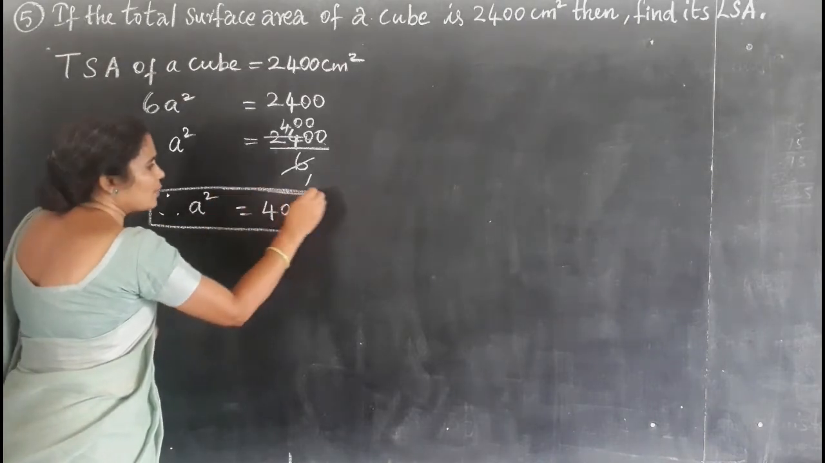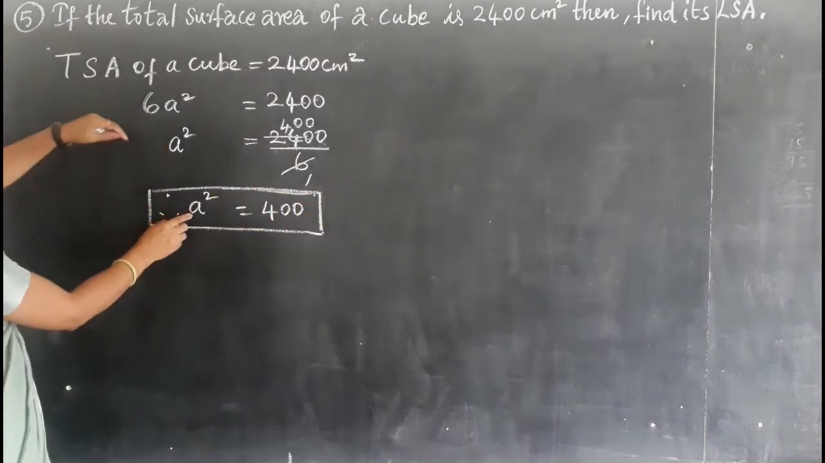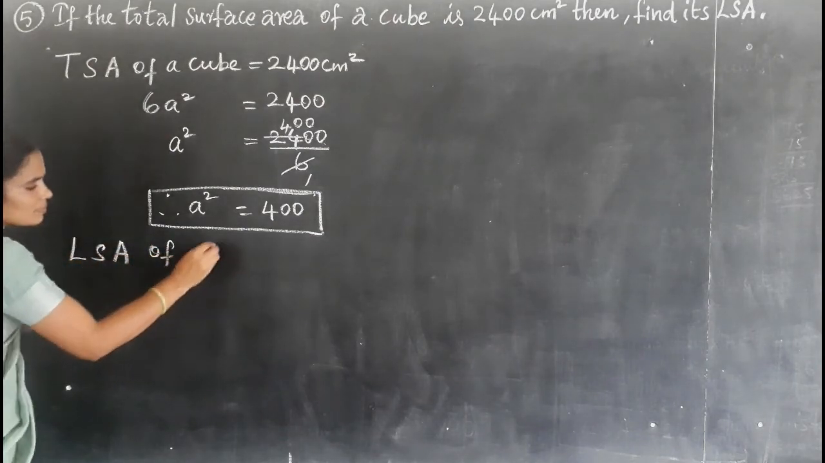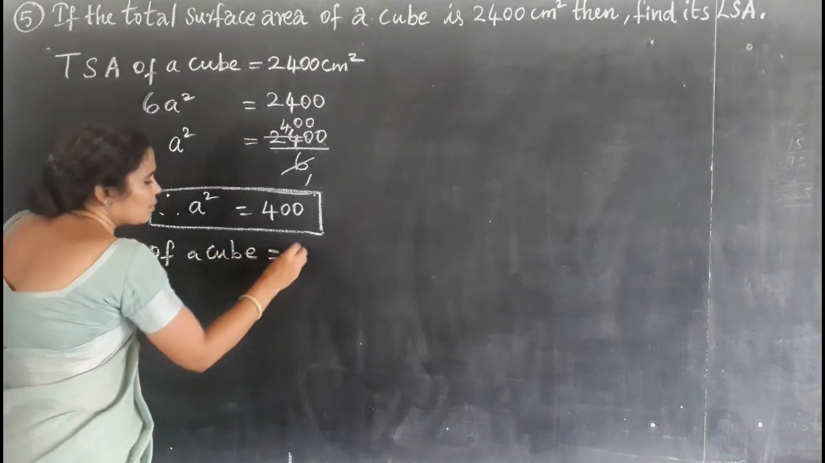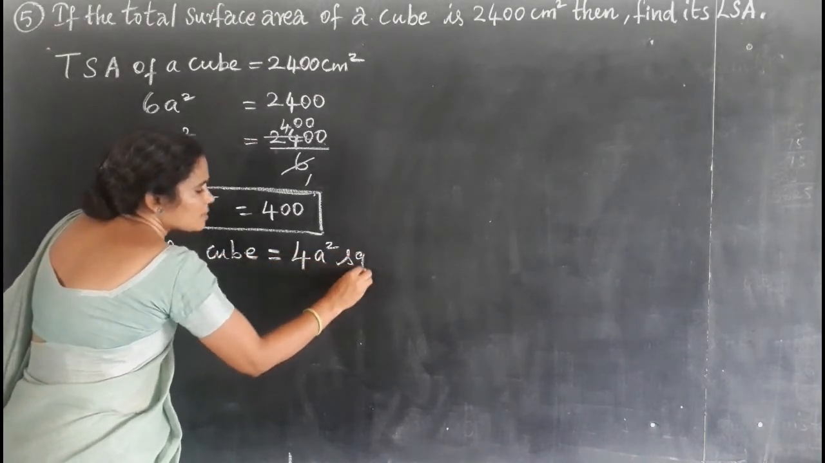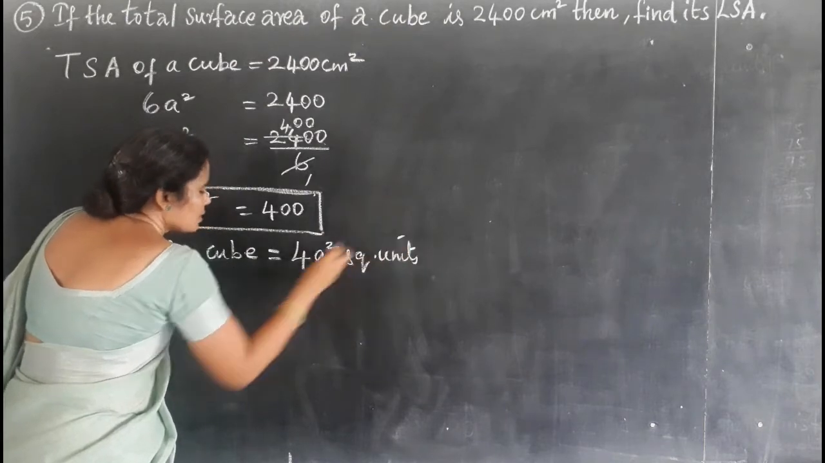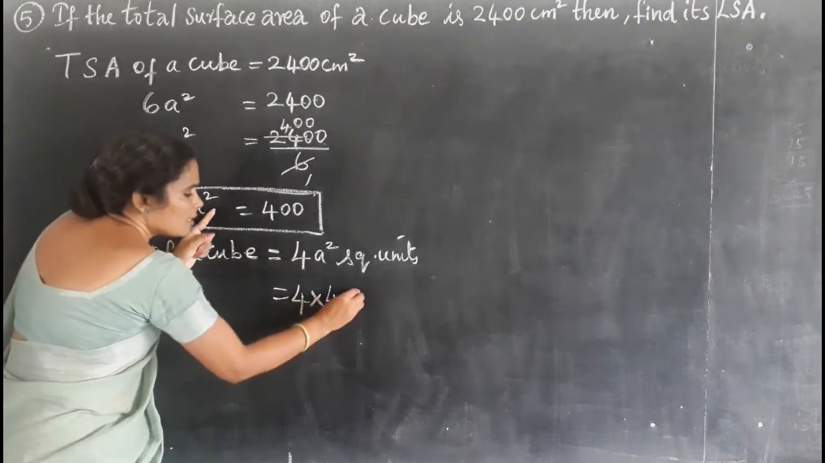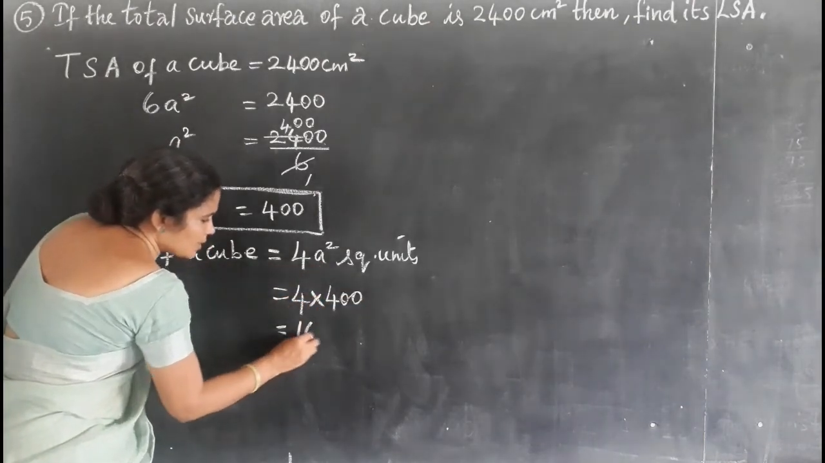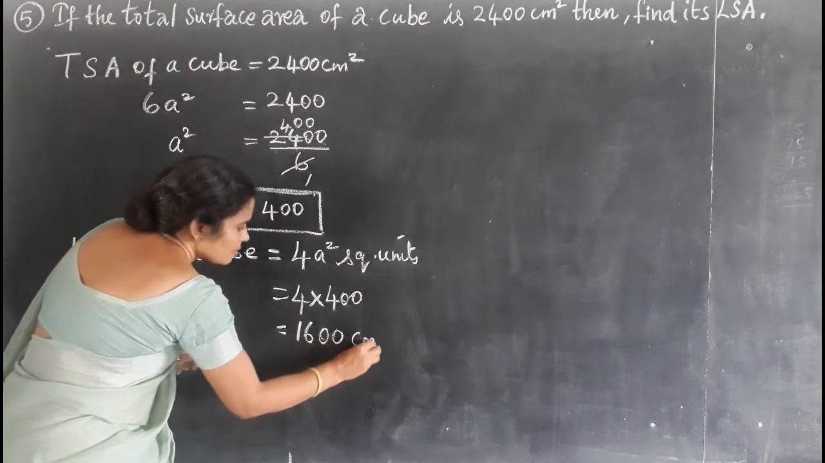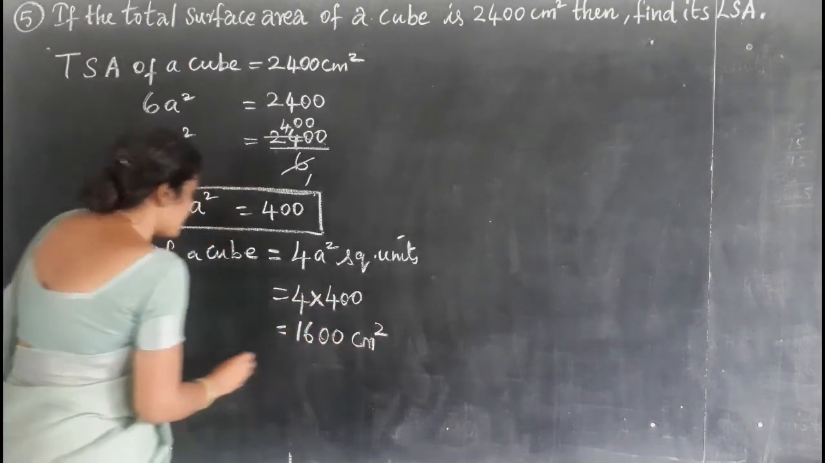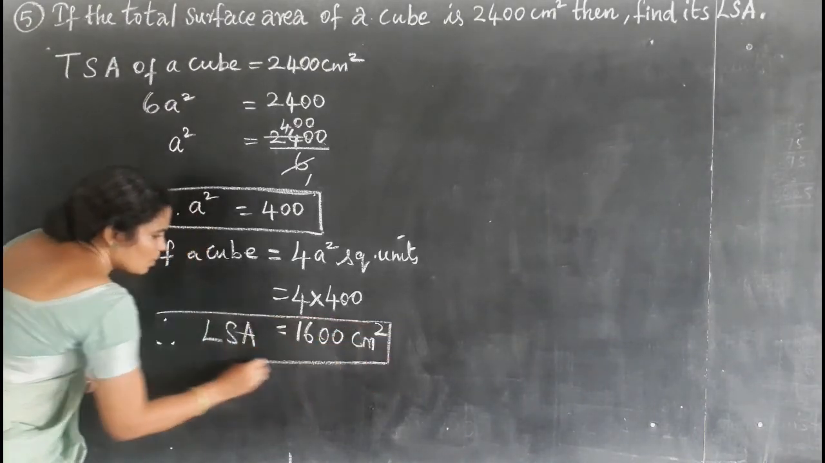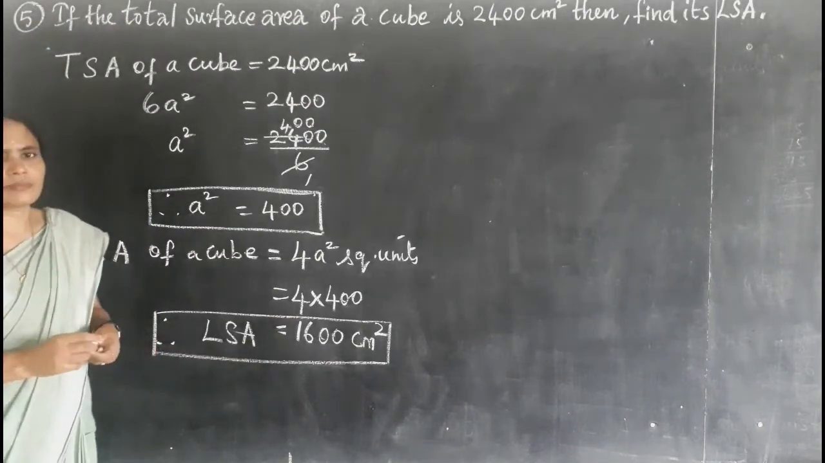We did not need to find the value of a. So now let us substitute a square into LSA. So LSA of a cube is equal to 4a square units. 4 into a square. A square is equal to 400. 4 into 4, 16 and 2 zeros. So LSA is equal to 1,600 centimeter square.